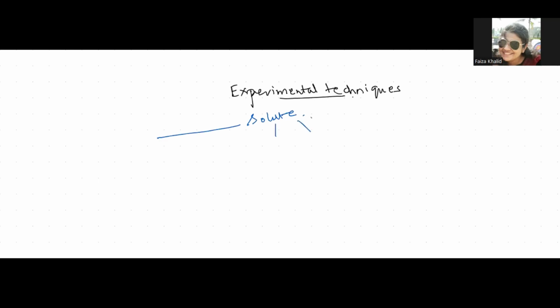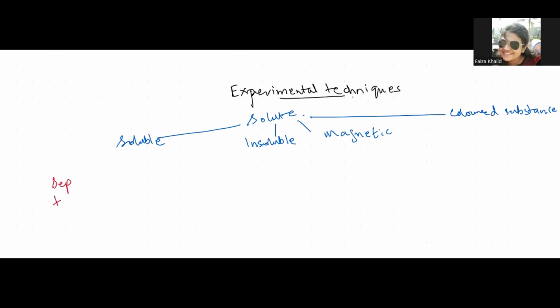Now this solute can be of different types. It can be soluble, it can be insoluble, it can be magnetic, or it can be a colored dye or a colored substance. It could be anything. In your syllabus, we have to learn separation techniques specifically. By separation technique, what do we mean? That is how we are going to separate it out.